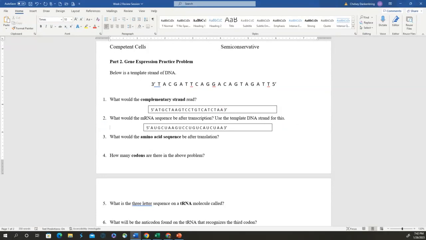All right, so here's where I don't have my codon wheel available at the moment. So now you would need a codon wheel, so I'm pulling mine up as I speak. Again, it will be provided to you on the exam. What I want you to do is go ahead and figure out how many codons we have in our piece of RNA that we just made in number two.